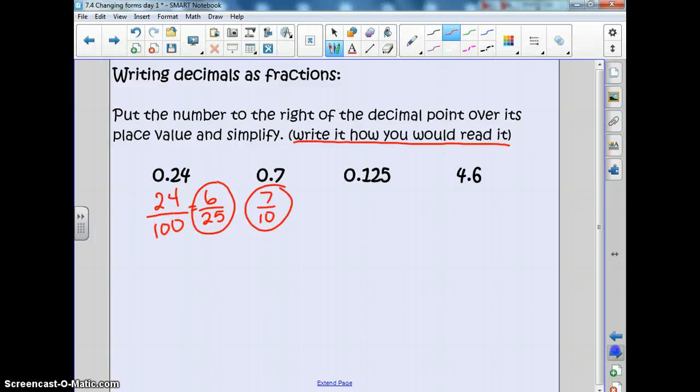How would I read this one? 125 thousandths. Good. So I write 125 over 1,000, and I simplify. Divide it by 25, I get 5. Divide by 25, I get 40. And I can still reduce that even further. Divide by 5, I get 1. Divide by 5, I get 8. So 1/8. And the last one, how would I read the next one out loud, Zach?